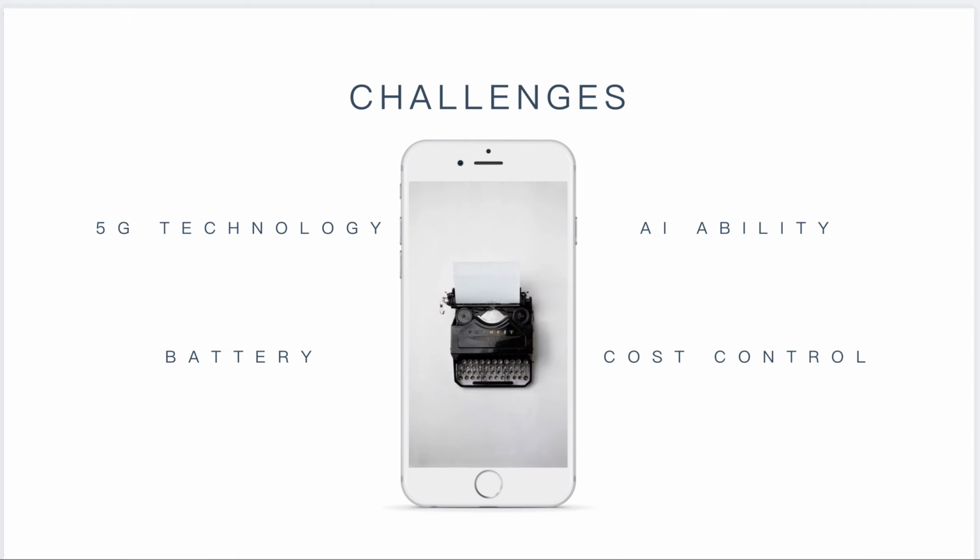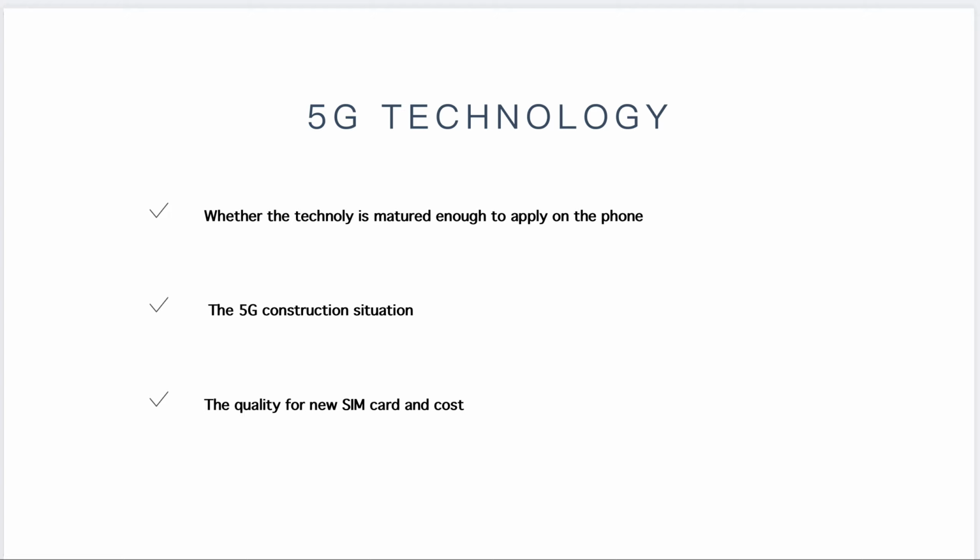The last thing we will talk about is the challenges for smartphones, and there are four main challenges: 5G technology, AI ability, battery, and cost control. The first one is 5G technology. The first problem is whether the technology is mature enough to apply on the phone. At present, there isn't a mainstream 5G smartphone in the market, and when the mainstream 5G smartphone will be seen on the market is still a problem.